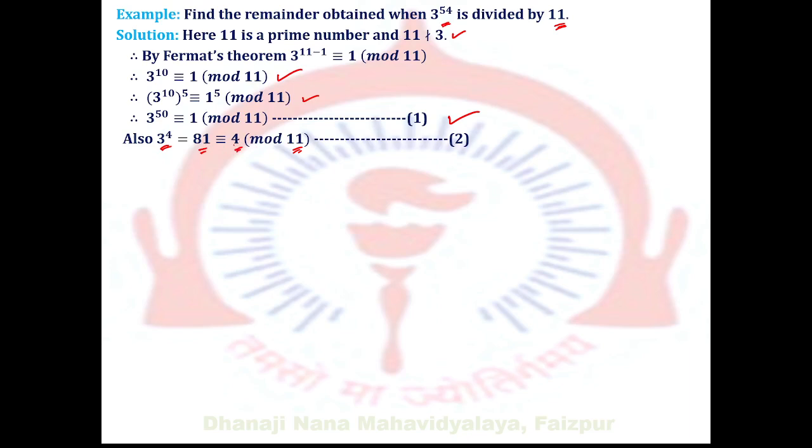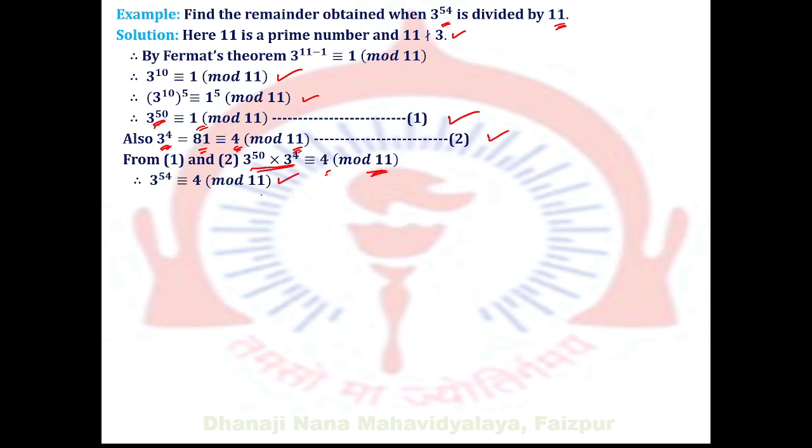So 3 raised to 4 is congruent to 4 modulo 11. Take the product of equation 1 and 2. So from equation 1 and 2, we get 3 raised to 50 into 3 raised to 4 is congruent to 1 into 4, that is 4 modulo 11. But 3 raised to 50 into 3 raised to 4 is 3 raised to 54. So therefore we get 3 raised to 54 is congruent to 4 modulo 11.